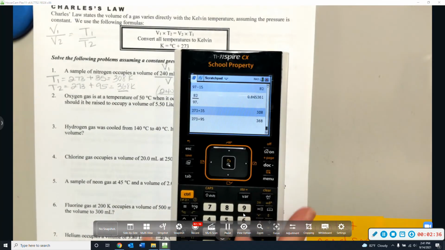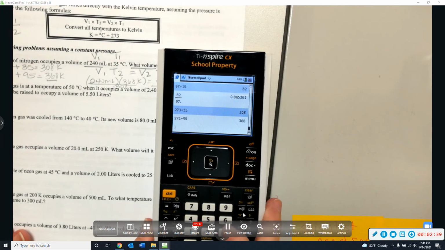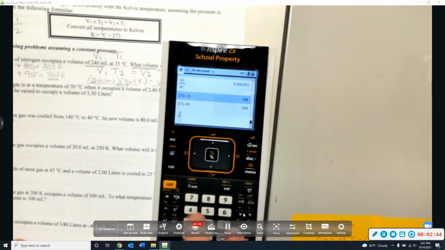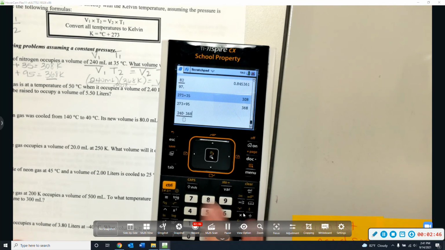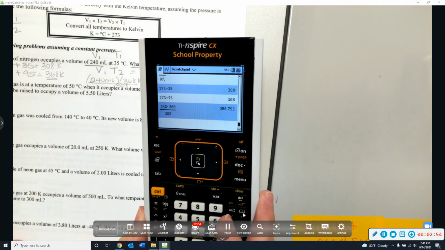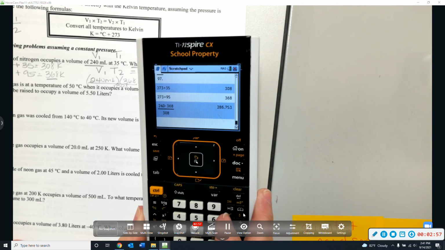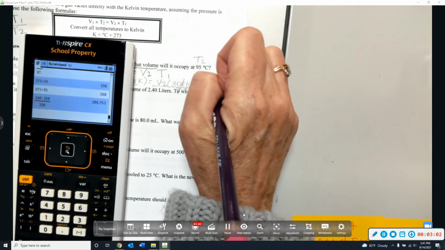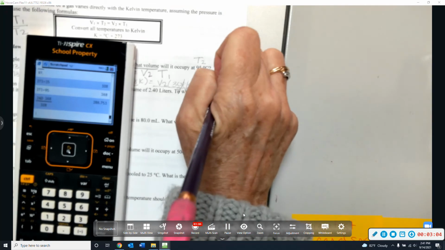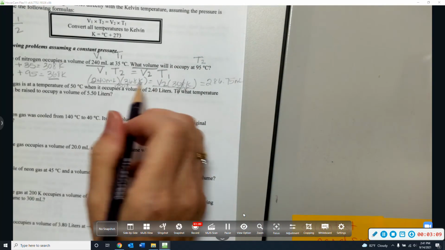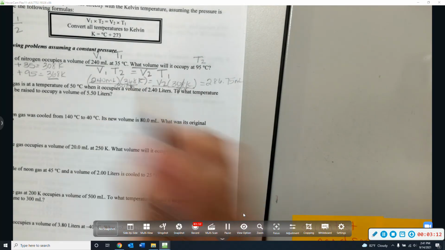So we're going to have, remember, hit Control Divide. We're going to have 240 times 368, and then on the bottom we'll have 308. Control Enter, and there is our answer. We've got 286.753, so we're just going to round that off to two decimal places, which will be 286.75. This is milliliters because what happens? Kelvin canceled each other out, and I'll be left with milliliters.